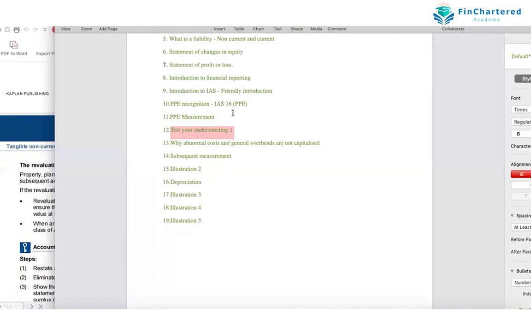And therefore, they will not be capitalized. They are incurred as a result of a mistake. They're not supposed to be incurred, and therefore, they are not capitalized.